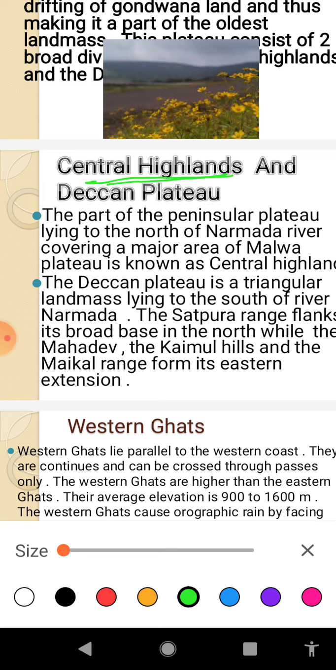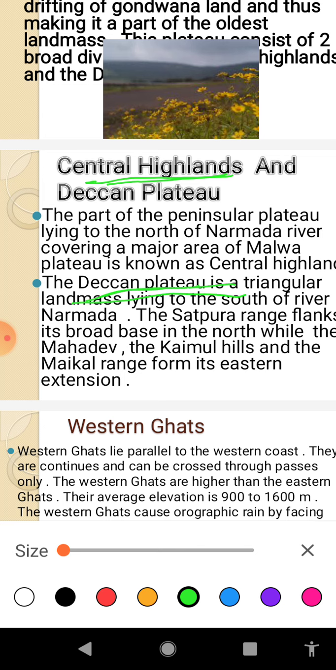The Central Highland is wider in the west but narrower in the east. The eastward extensions of this plateau are locally known as the Bundelkhand and the Baghelkhand, and the Chota Nagpur Plateau marks the further eastward extension of the Central Highland. The Chota Nagpur Plateau is drained by an important river, the Damodar River. After that, we will discuss the Deccan Plateau.